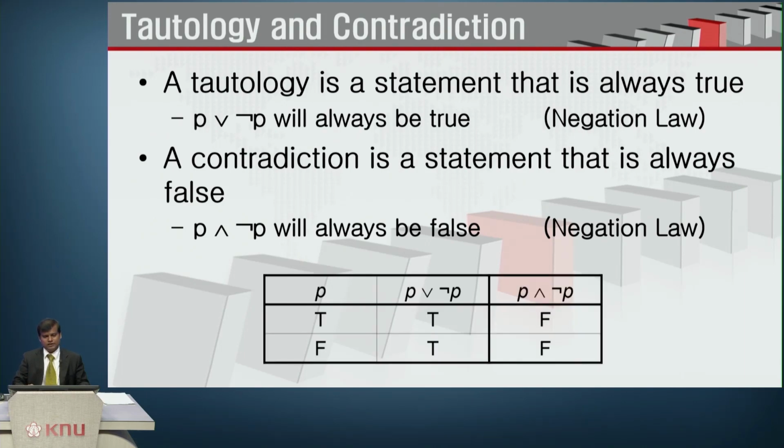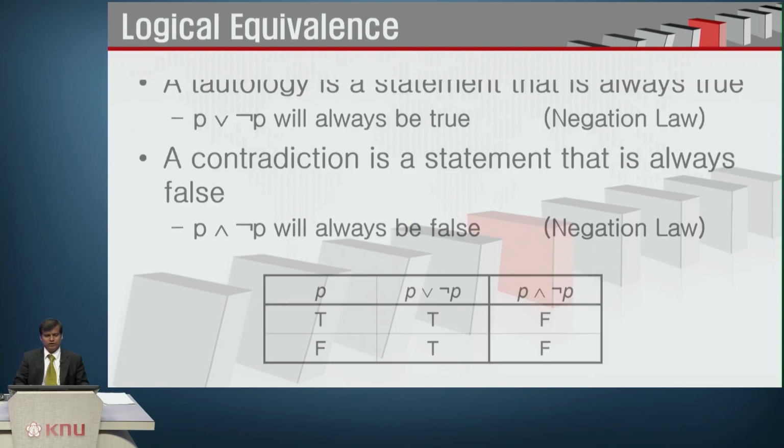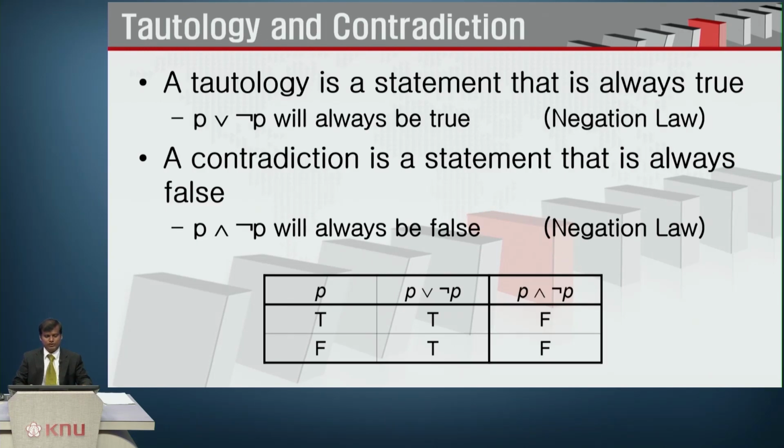So here is this truth table where we are given the value for P and the values for P or negation of P, and P and negation of P. Whenever you see the value of P to be true or false, the tautology always remains true. So this part is the tautology and this part is the contradiction.